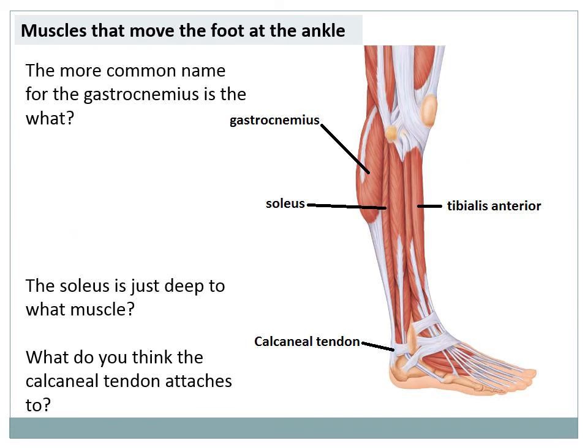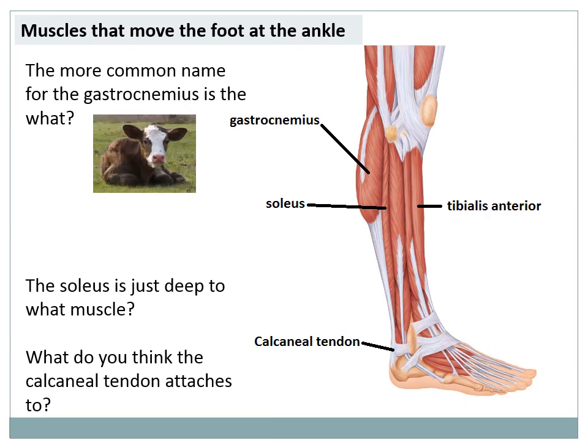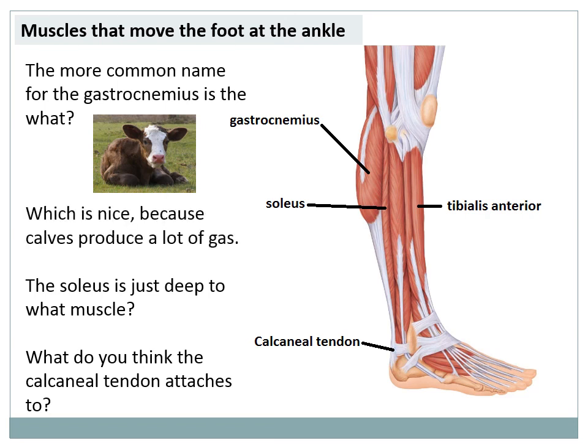So now we're looking at muscles that move the foot at the ankle. We have the gastrocnemius. Can't say latissimus, but I can say gastrocnemius. We have the soleus. We have the tibialis anterior, and we have the calcaneal tendon. So what is the more common name for the gastrocnemius? Yeah, we typically call that your calf muscle, right? So your calf muscle is your gastrocnemius, which is nice, right? Because calves produce a lot of gas, so therefore calves are gastrocnemius, maybe?